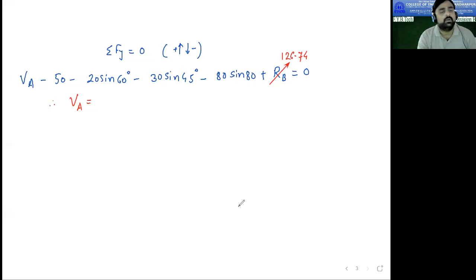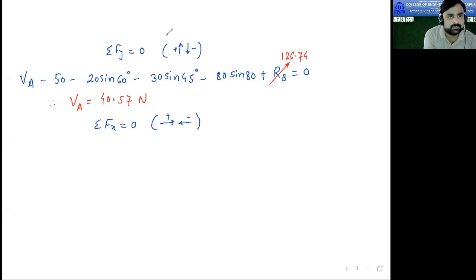Okay. What is the answer? Has anybody calculated that? 40.57. Okay. So what answer did you get? Is this correct? 40.57. Yes, sir. Okay. So now after this we will apply summation Fx equal to 0. Towards right plus, towards left minus.